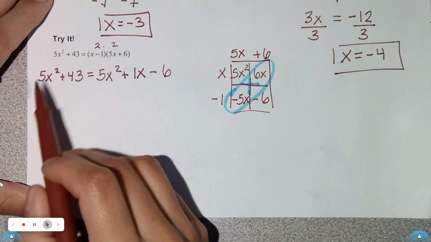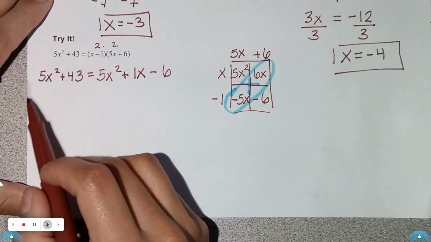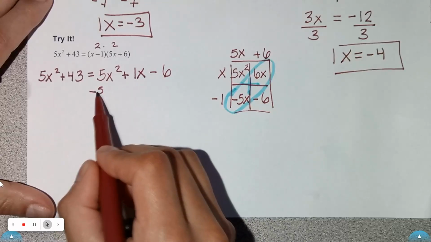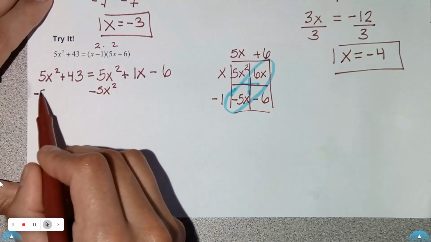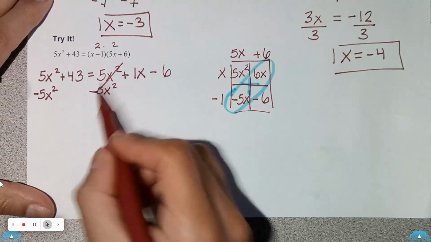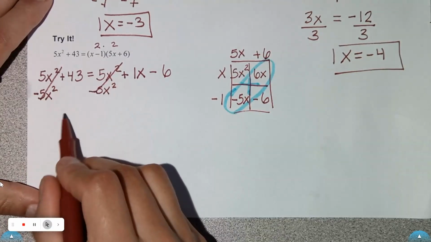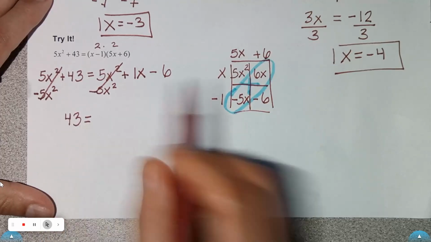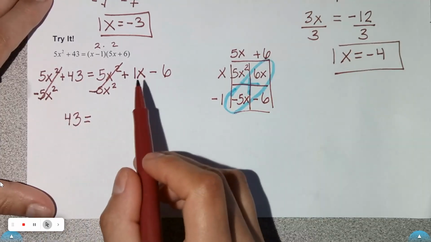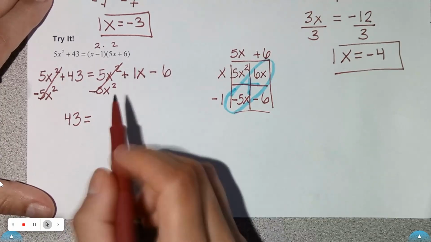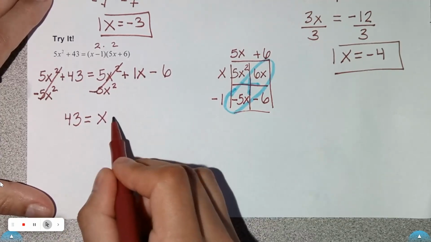You see how I have 5x squared on both sides? That's perfect. That means that they're going to cancel each other out. So I'm going to subtract it. Okay, these go away. I'm left with 43 equals. Remember, if you have a 1 in front of the x, you could just write x. So I'm going to drop the 1 and write x. And then I have minus 6.